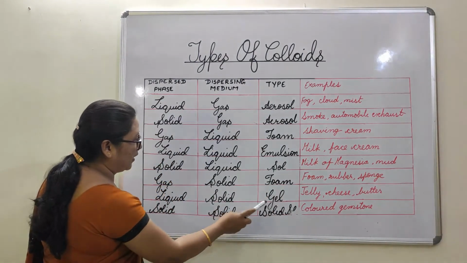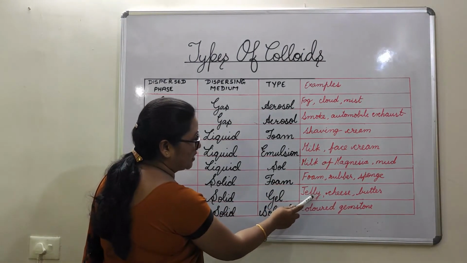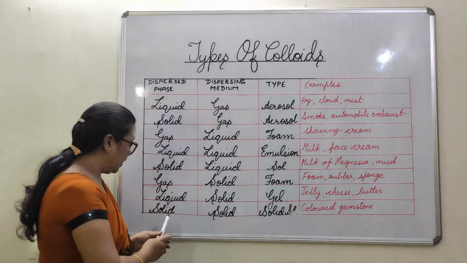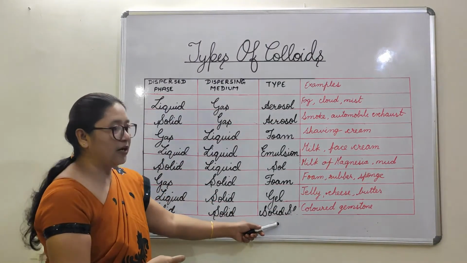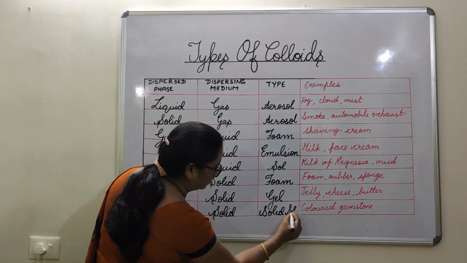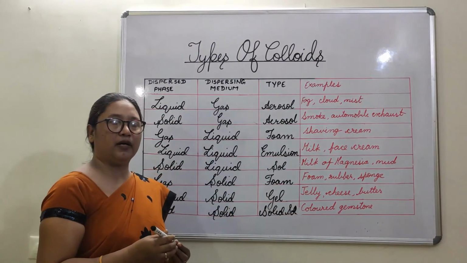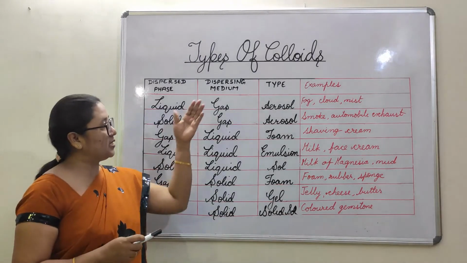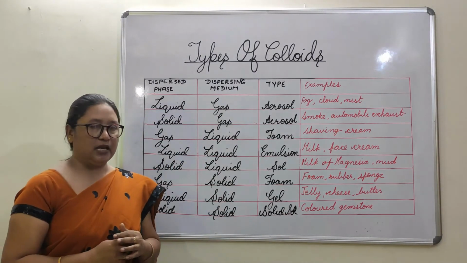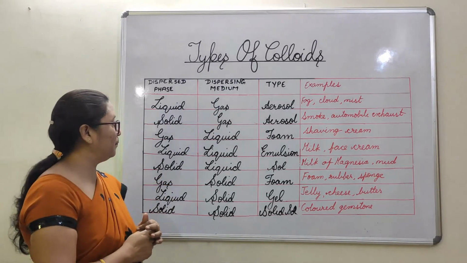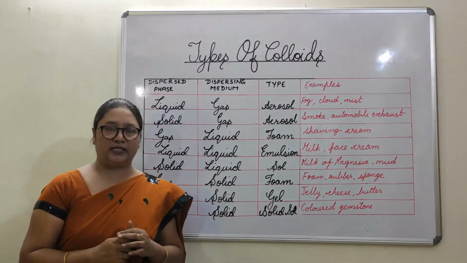Now liquid in solid is gel, examples are jelly, cheese, butter. Solid in solid is solid sol, it can be colored gem or milky glass. So these are the few types of colloids. Now quickly we will see the properties of colloids.